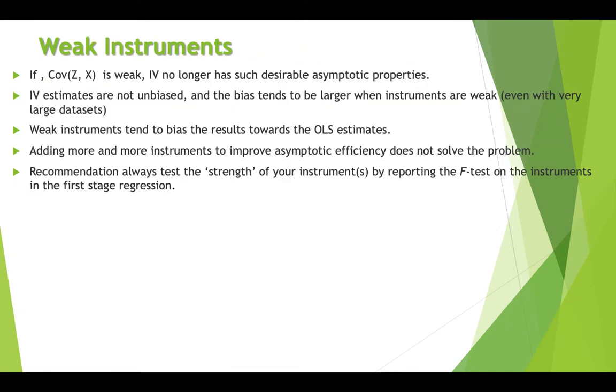And in the case when the instruments are weak, that is, the covariance between z and x is weak, the instrumental variable estimator has no desirable asymptotic properties. They tend to give results almost the same as the OLS estimates. So, the efficiency should be improved. To do that, we have to test the strength of the instruments in the first stage regression.